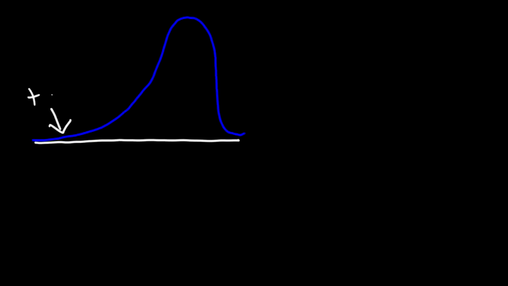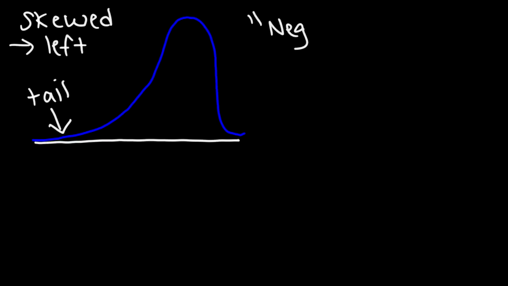Now let's talk about the third distribution that you need to be familiar with. So in this case, notice that the tail of data is on the left side. So therefore, we could say that this particular distribution is skewed to the left. Some textbooks will refer to this as a negative skew.